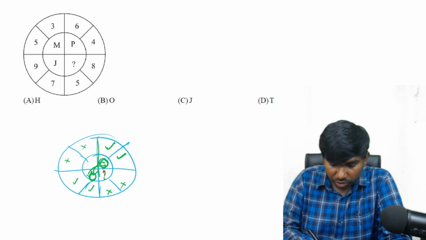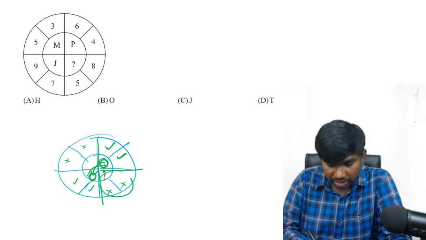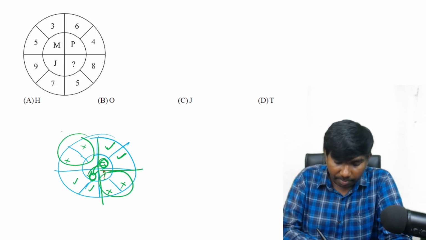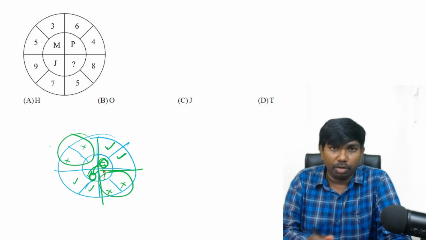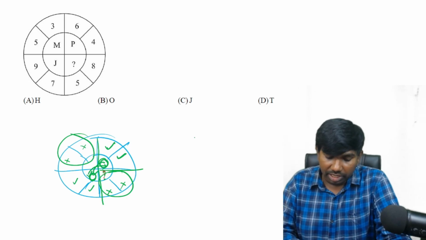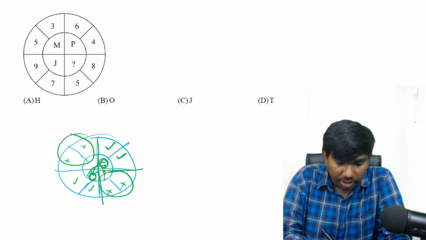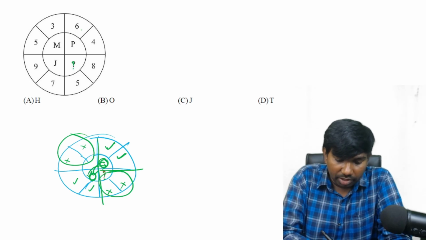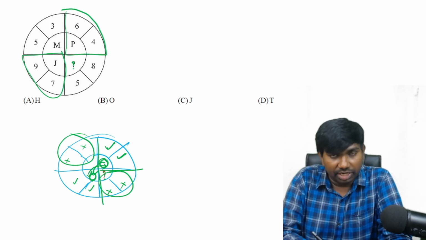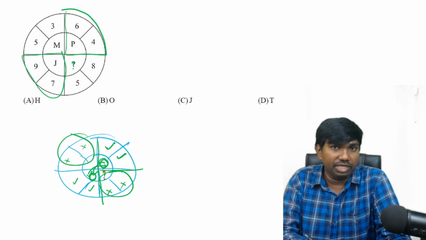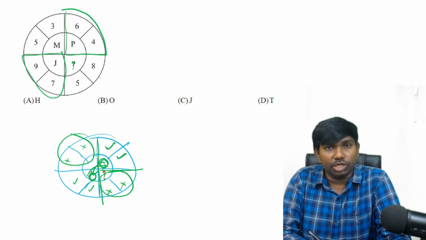Don't touch the quarter in which the question mark is there, and don't touch the quarter which is opposite to the question mark. Try to get the logic from the other two quarter parts. Here is the question mark, so try to get the logic from this segment and this segment. After getting the logic, for verification or to get the answer, you can go for the remaining two segments.